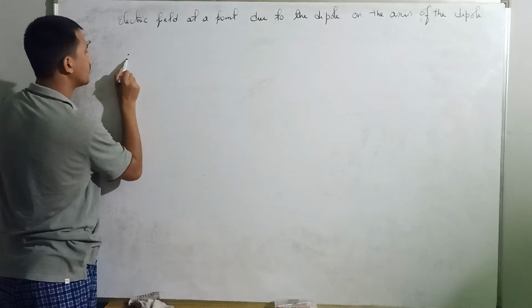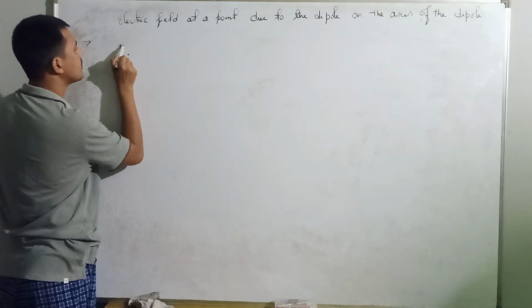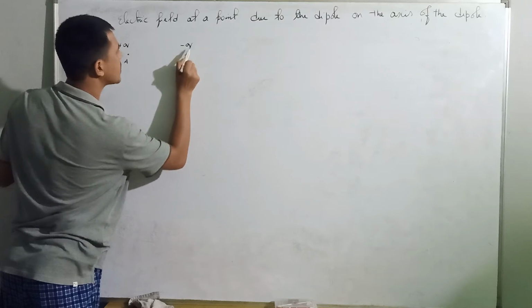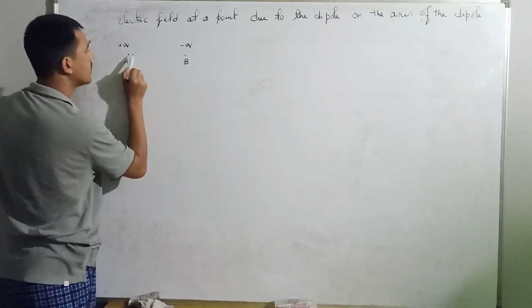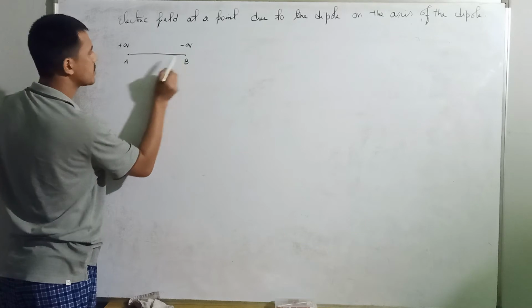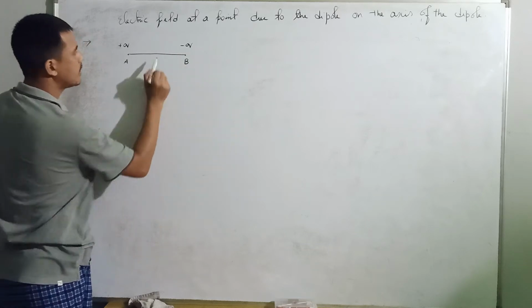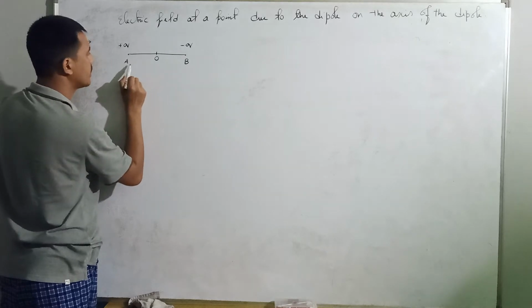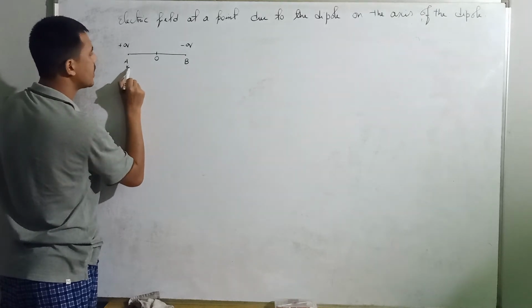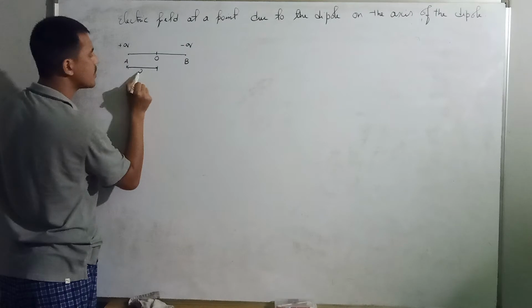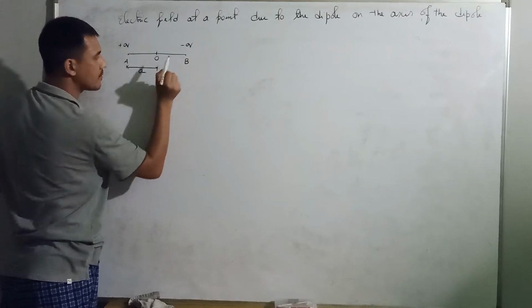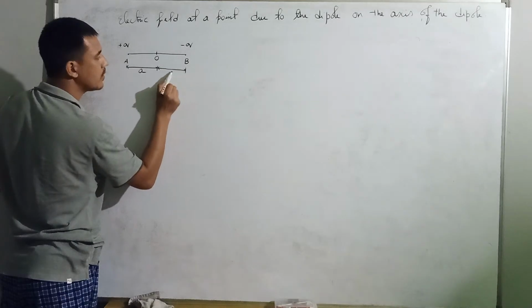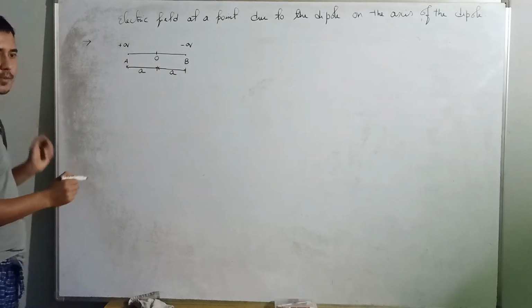So a system of two charges. Suppose a positive charge plus q is placed at A, and another charge minus q is placed at B. So this is your dipole. Let O be the center of the dipole. The distance of A from the center of the dipole will be small a. The distance of this charge from the center of the dipole is also small a. So the length of the dipole will be 2a.